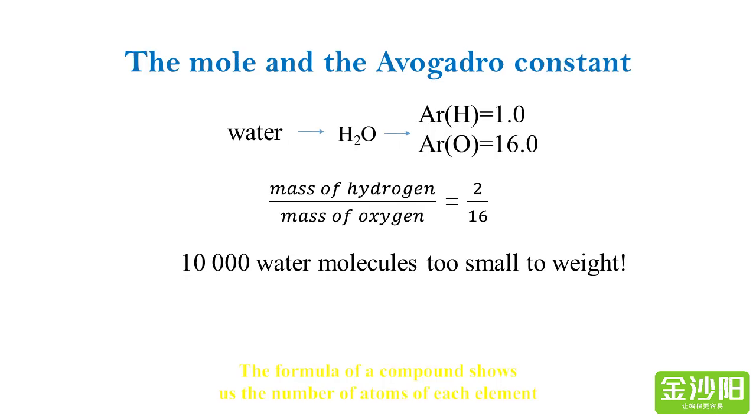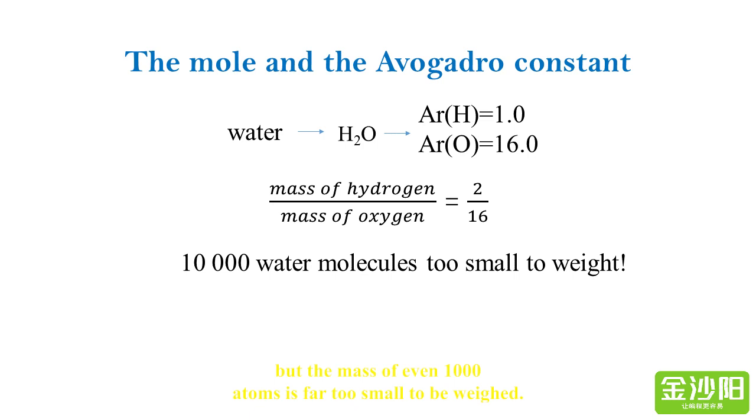The formula of a compound shows us the number of atoms of each element present in one formula unit or one molecule of the compound. Take water as an example. We know water is formed with 2 atoms of hydrogen and 1 atom of oxygen. And we also know that hydrogen has a relative atomic mass of 1.0, and oxygen that of 16.0. So the ratio of mass of hydrogen atoms to oxygen atoms in a water molecule is 2/16. No matter how many molecules of water we have, this ratio will always be the same.